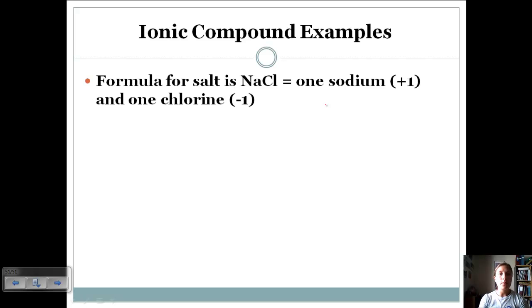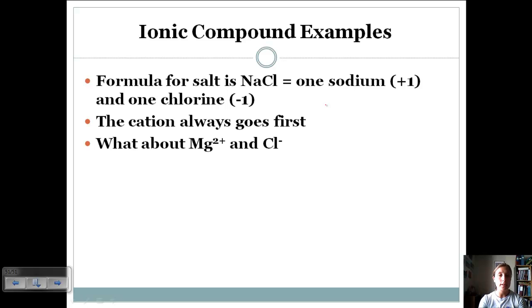Okay, let's look at a few examples. Okay, so we know that the chemical formula for table salt is NaCl. 1 sodium, which is a +1, and 1 chlorine, which is a -1. So when you put those together, we get 0. So that works out. We're always going to list the cation first. So the positively charged component goes first. In this case, it's sodium, and then the anion, which is chlorine.